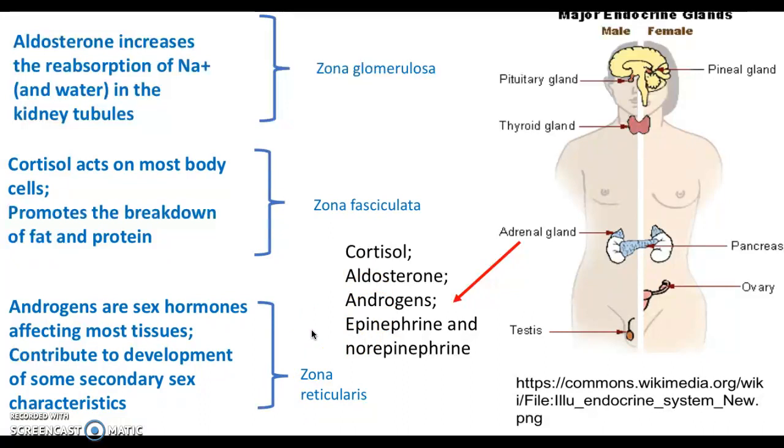The word cortex means bark. So the adrenal cortex is going to be the outermost region or the outermost layer of the adrenal glands, while the medulla is going to be the middle region. Let's go on.